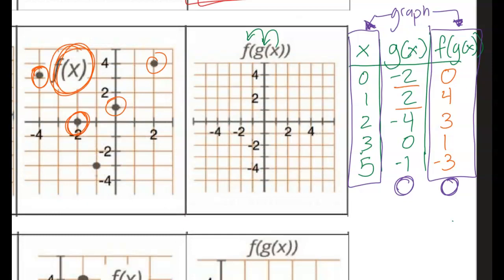So my first point I'll be graphing is 0, 0. I'm drawing them big. I want them clear. And then your next point is 1, 4. And then your next point is 2, 3. And then you have 3, 1. And lastly, you have 5, -3. And you have now graphed the composition f of g.